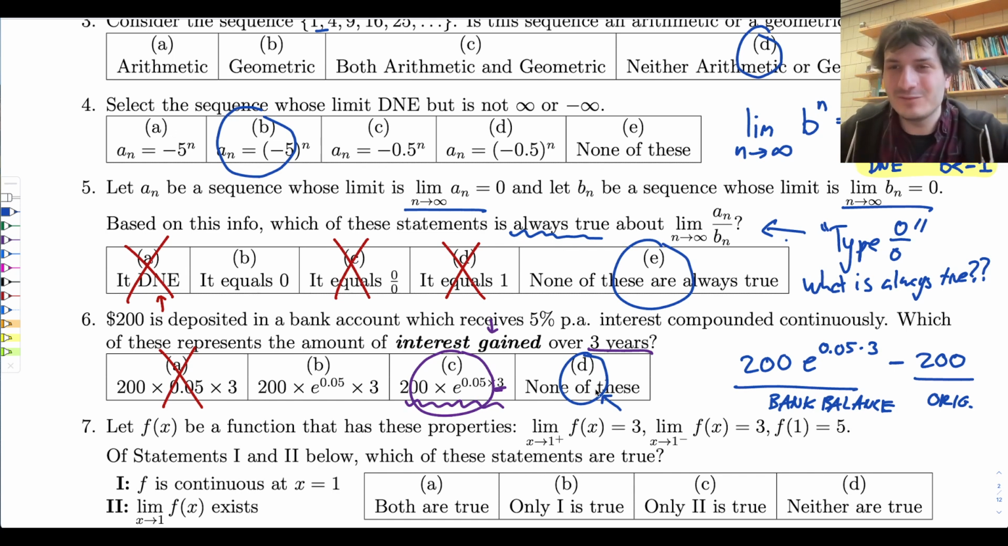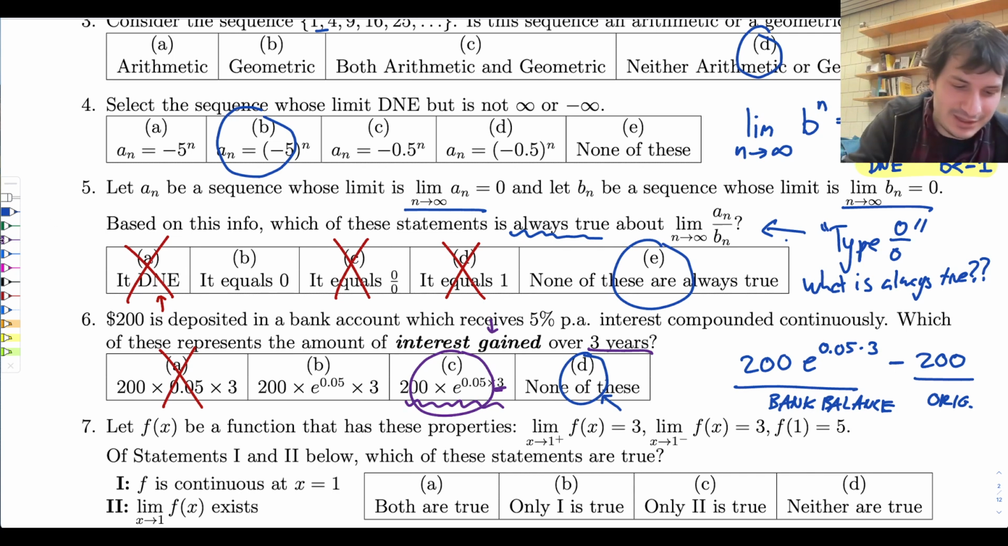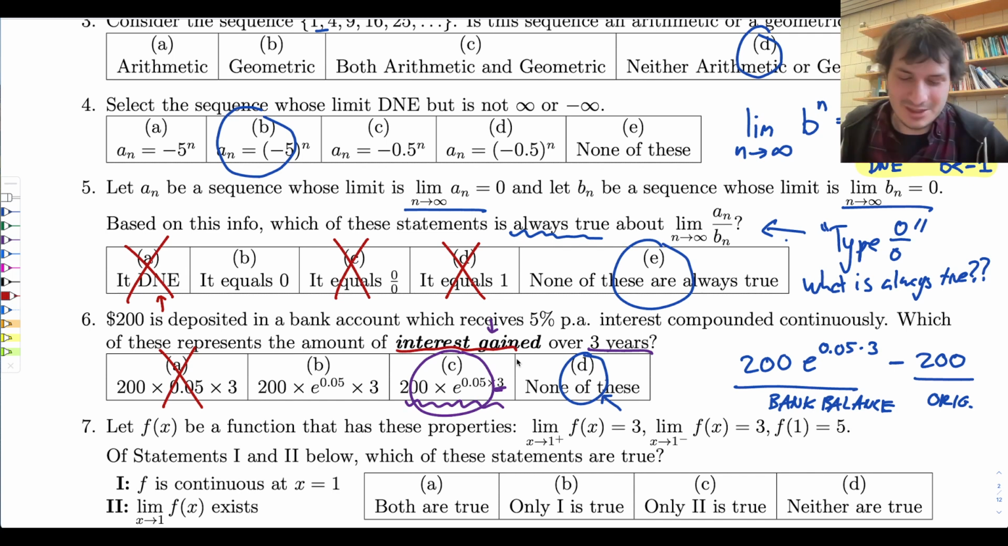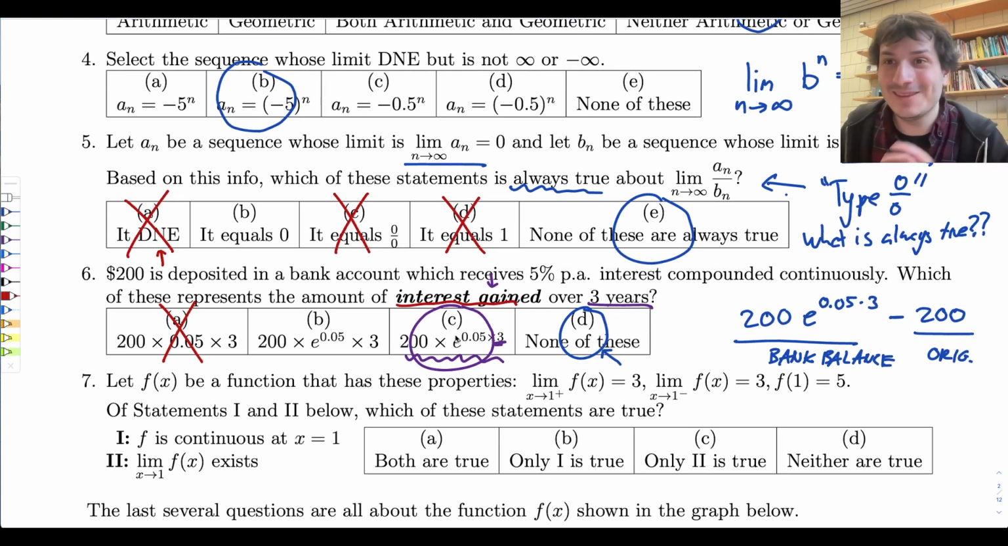You got the 1 point for getting it right, and you got an extra bonus point on your whole midterm for catching the fun little interest gained trick. Okay, so that's that one. So actually that one in the end, because I accepted C or D, was really well done. Almost everybody got that one right.